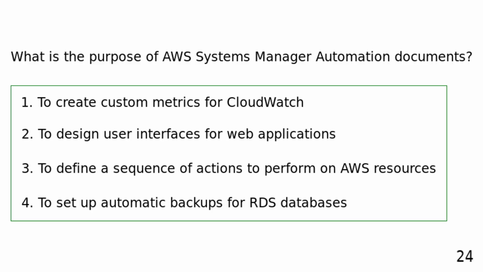What is the purpose of AWS Systems Manager Automation Documents? To create custom metrics for CloudWatch. To design user interfaces for web applications. To define a sequence of actions to perform on AWS resources. To set up automatic backups for RDS databases.